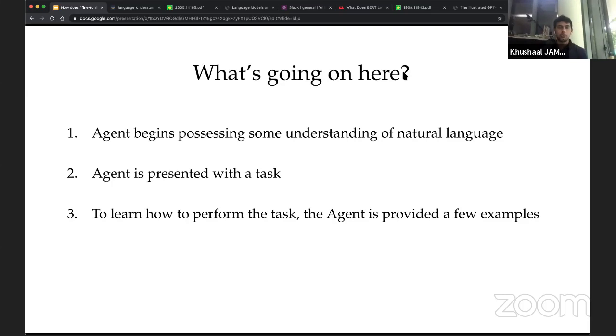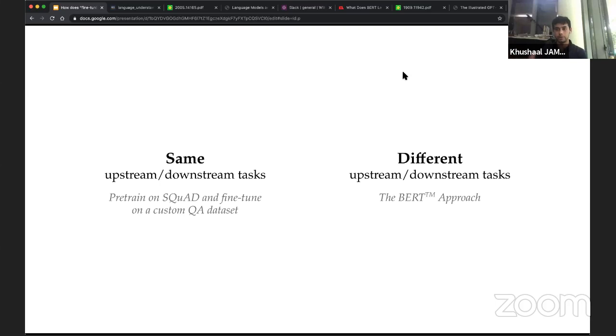Right. So now let's move on to the two approaches to pre-training. The first would be when the pre-training and fine-tuning objectives are the same. I gave the example here of if you were to pre-train on SQuAD and then fine-tune on a custom Q&A dataset in order to build a Q&A model for, let's say, a corporate knowledge base.